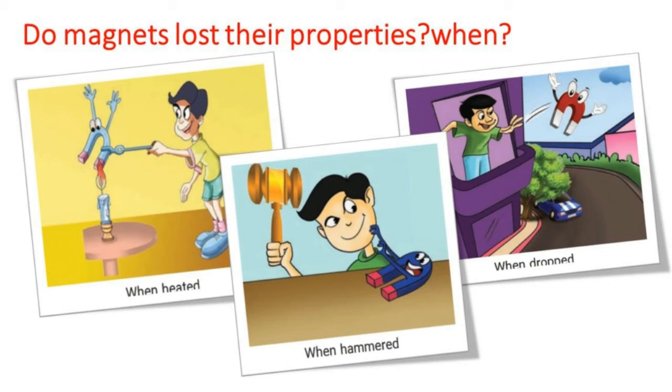Do magnets lose their properties, and when? Magnets lose their properties if they are heated, dropped from a height, or hit with a hammer. They also lose their properties when they are placed near cell phones, computers, and DVDs. These objects will also get affected by the magnetic field.